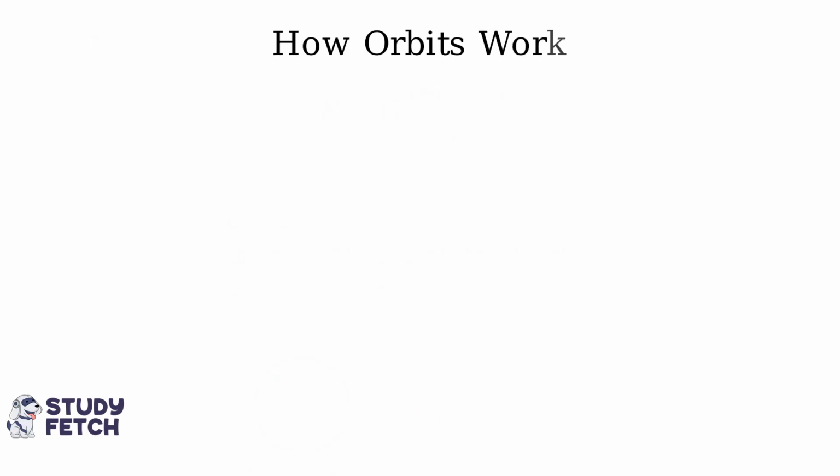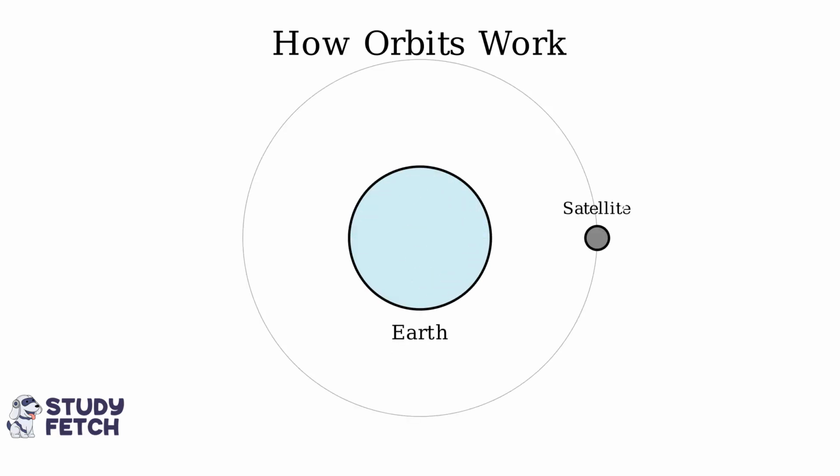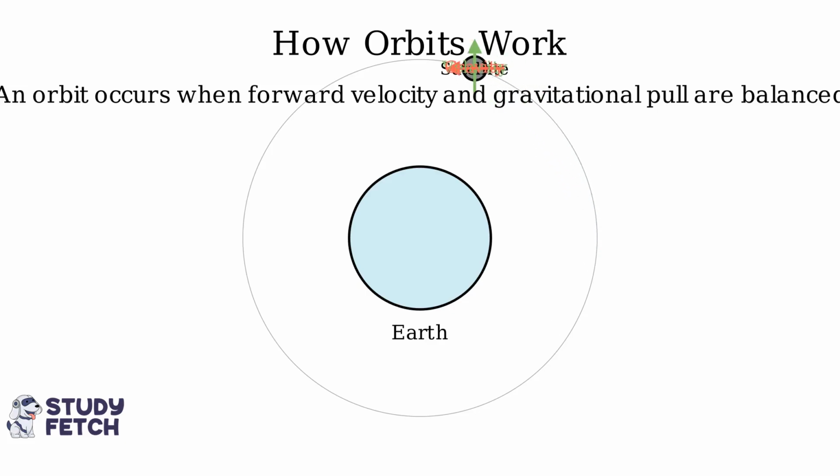For IGCSE students, it's important to understand that orbits occur because objects like satellites have enough sideways velocity to balance the inward pull of gravity. This creates a continuous falling motion around the central body. The satellite is constantly falling toward Earth, but moving forward fast enough that it never hits the ground.